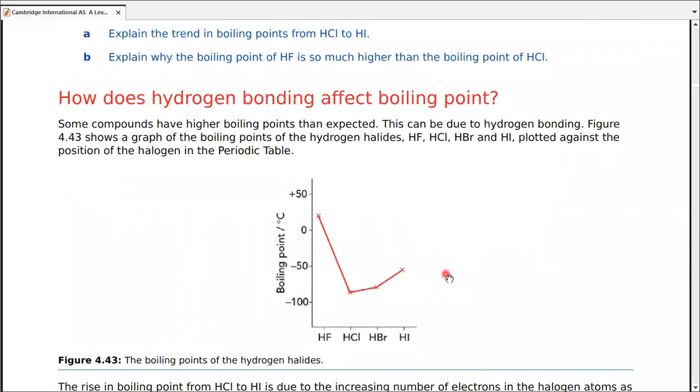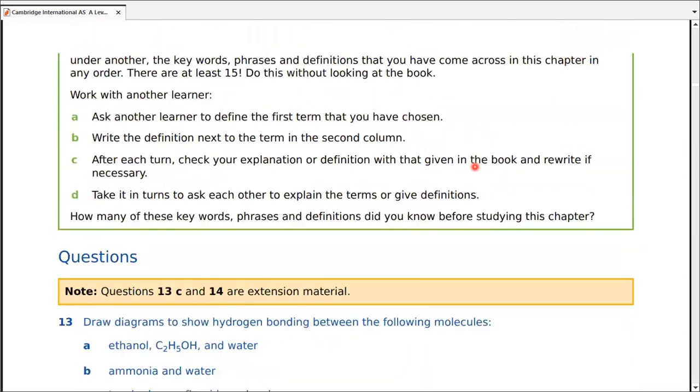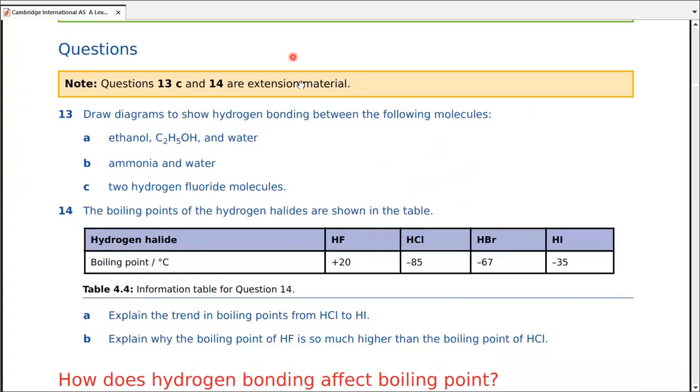Now, how does hydrogen bonding... okay, let's go for this. Can you see this note? Note: questions 13C and 14 are extension material. Why? 13C discusses fluoride. Since fluoride was not discussed in the book, how are you going to discuss it? Since fluoride can be part of the paper, how would you discuss it?